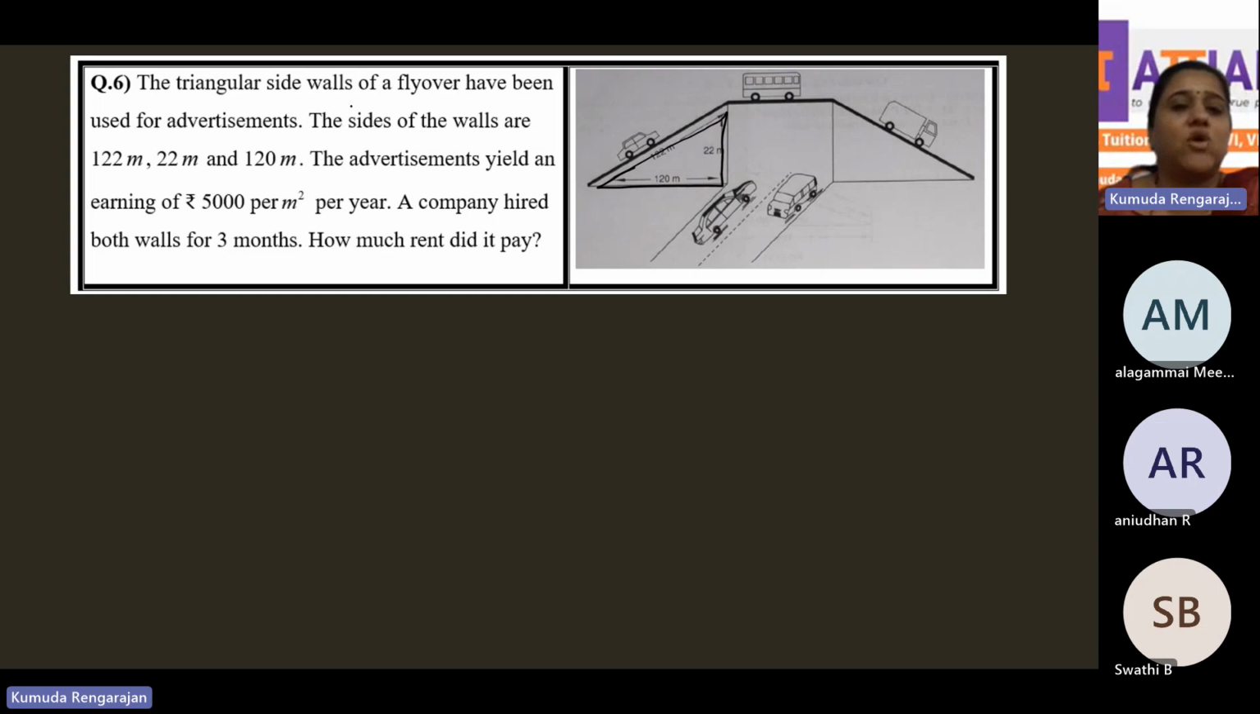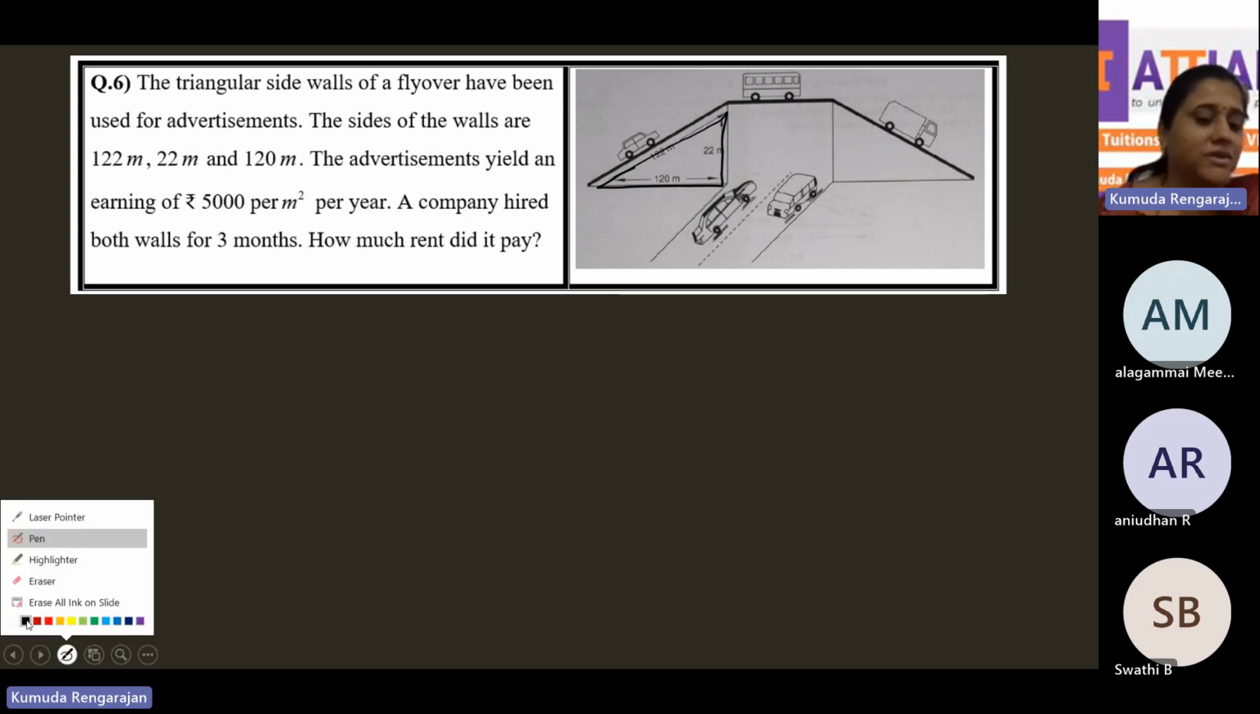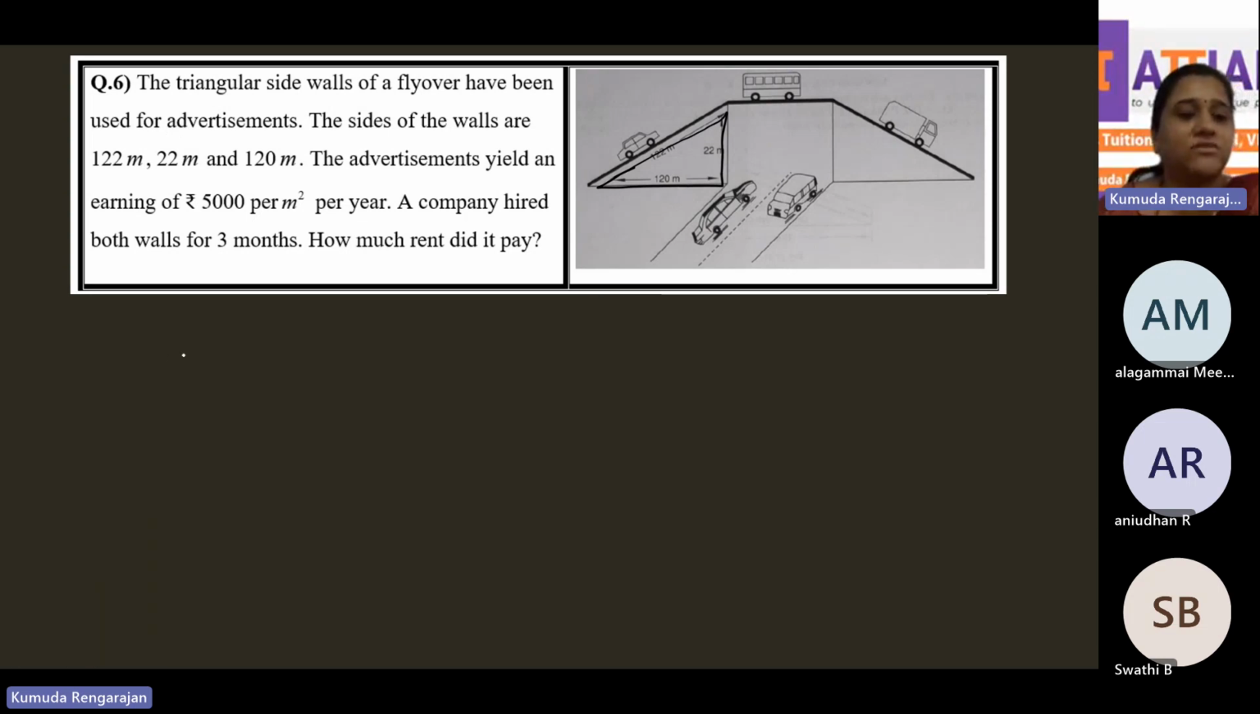The triangular side walls of a flyover have been used for advertisements. If I say advertisements, then the right pronunciation is advertisements. You can use Google to check.